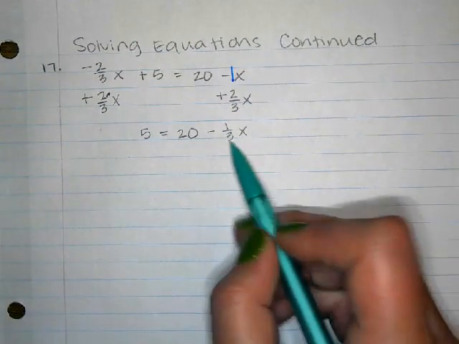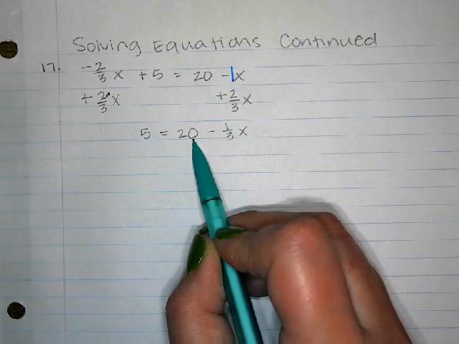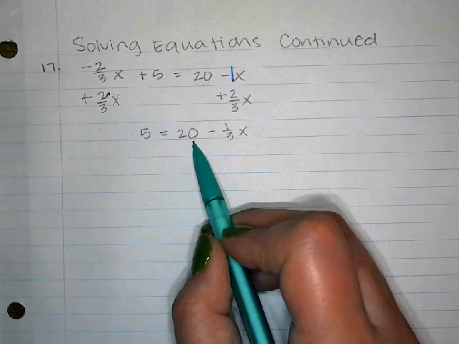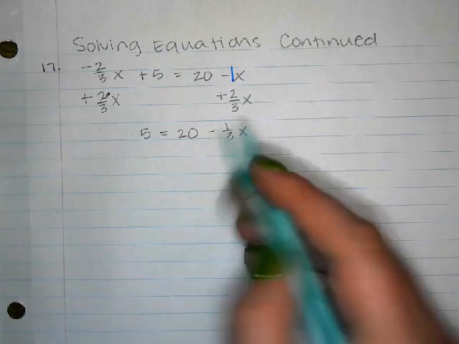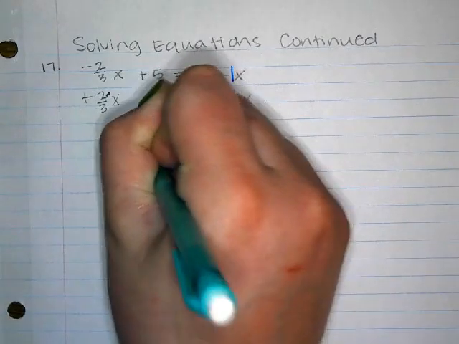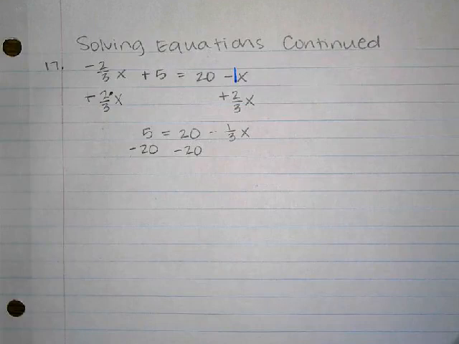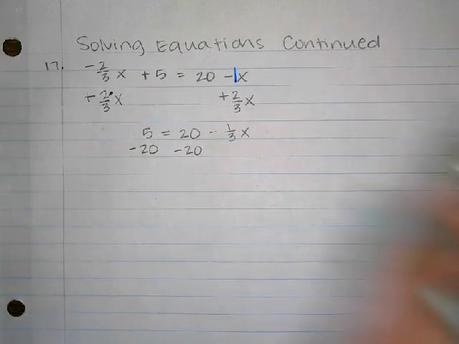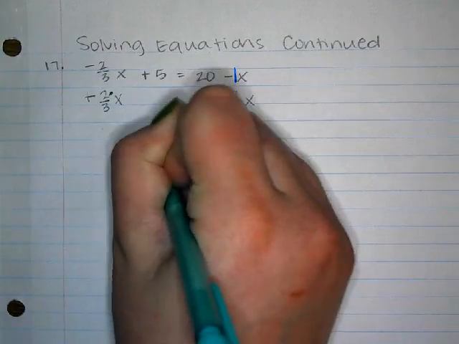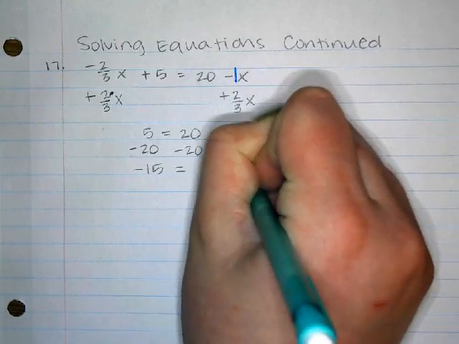All right, so I have my x's on the right. I have a positive 20 over here. How do I get rid of the positive 20? I subtract the 20. And what is 5 take away 20? Negative 15. So we have negative 15 equals negative 1/3 x.